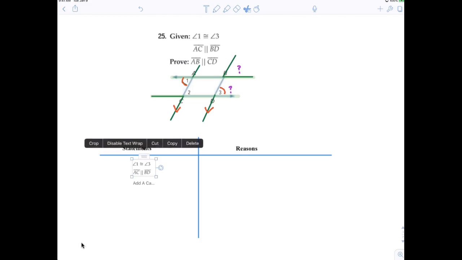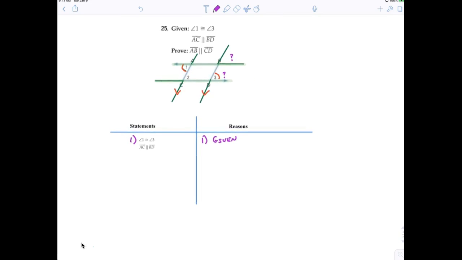All right. So here's number 1, and then we just say given. All right. Now I got to look at number 2. So because 1 is congruent to 3. Why is angle 3 congruent to 2? Yes, nice work, buddy. Angle 3 is congruent to angle 2, and those are corresponding angle postulate.